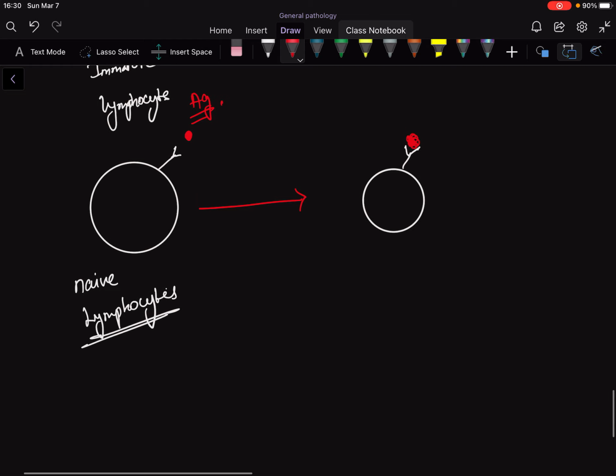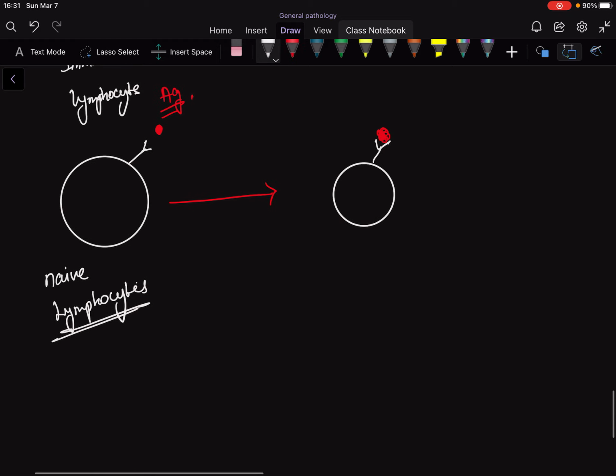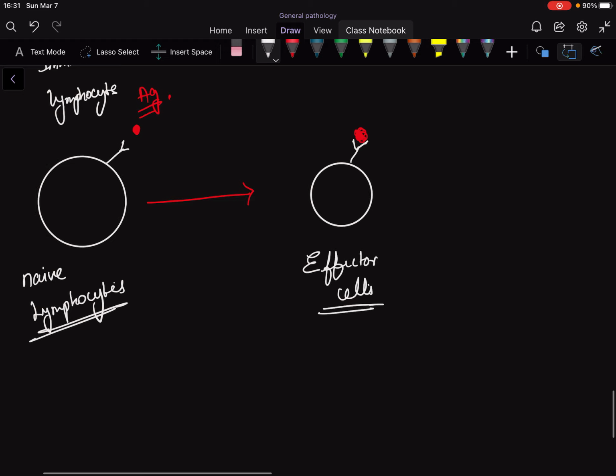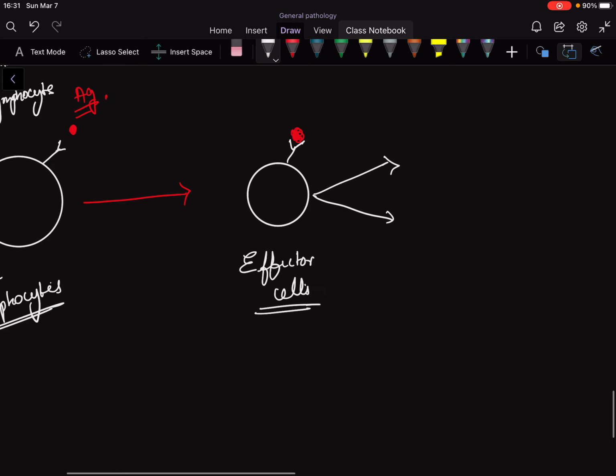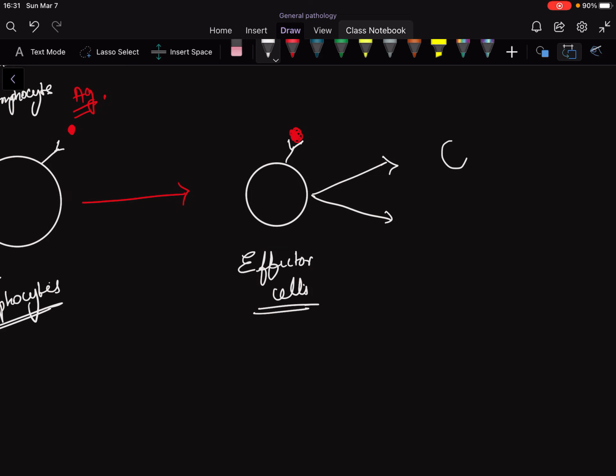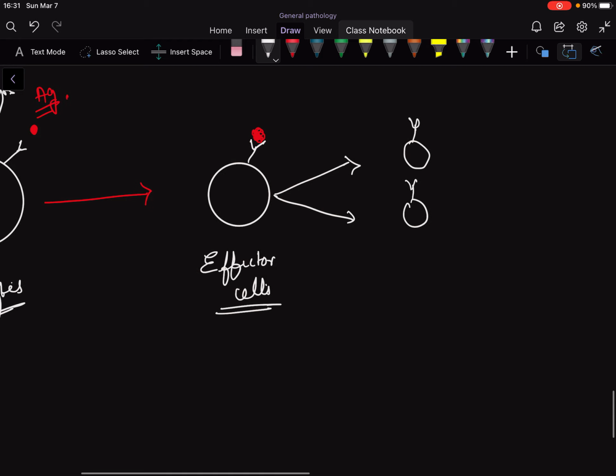Now they become a little experienced. Once the antigen is presented to these lymphocytes, they become experienced, and now these cells are called effector cells. Not only that, these will form daughter cells. Here is a daughter cell, and here is a daughter cell.